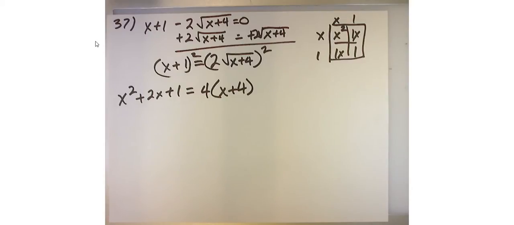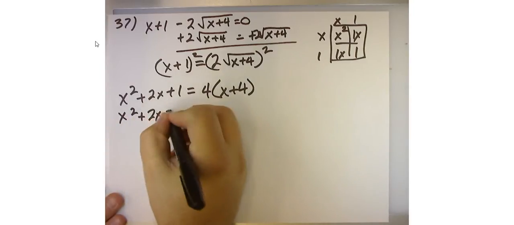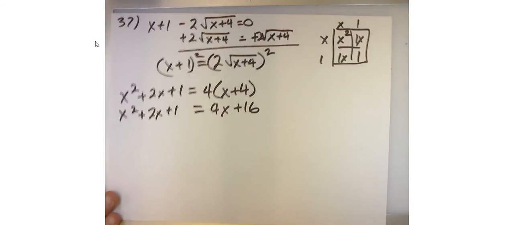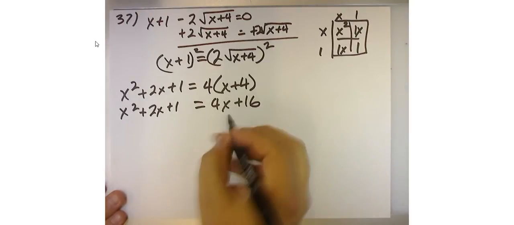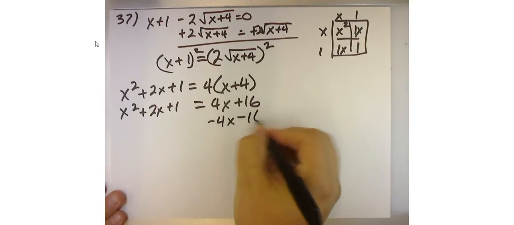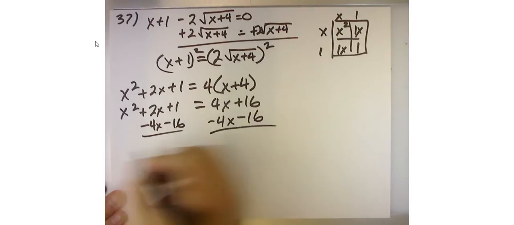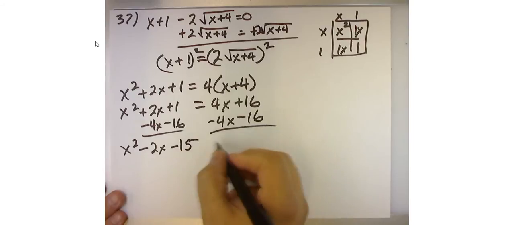So now I'm going to distribute the 4 through the parentheses, and when I do that, on the right hand side I get 4x + 16. So now I've got a quadratic going on if I move these two terms over to the other side. So I'm going to subtract 4x and subtract 16 all at once, and I get x squared - 2x - 15 is equal to 0.